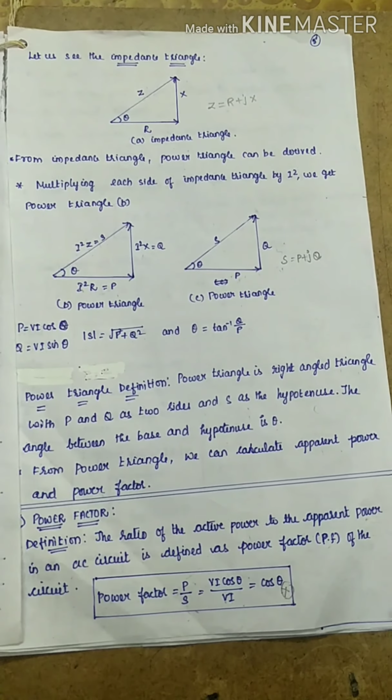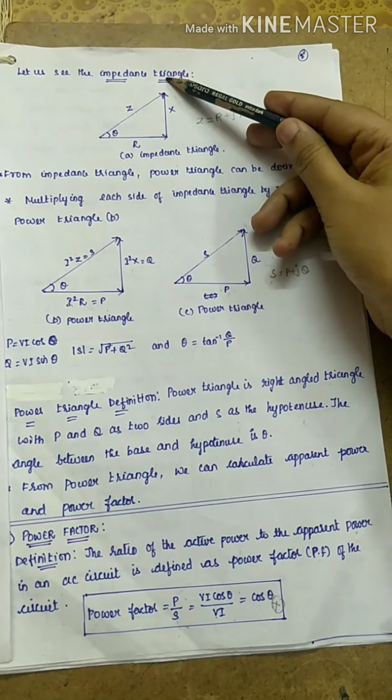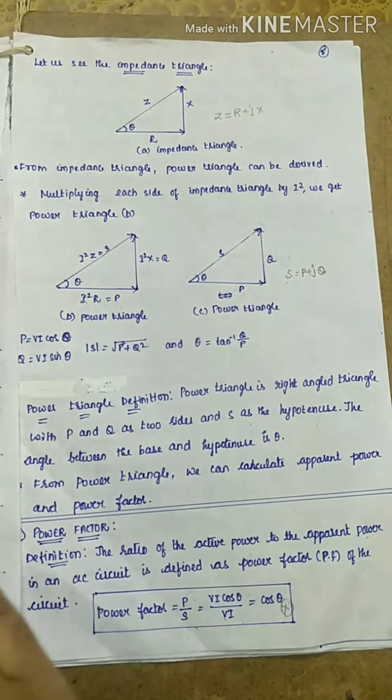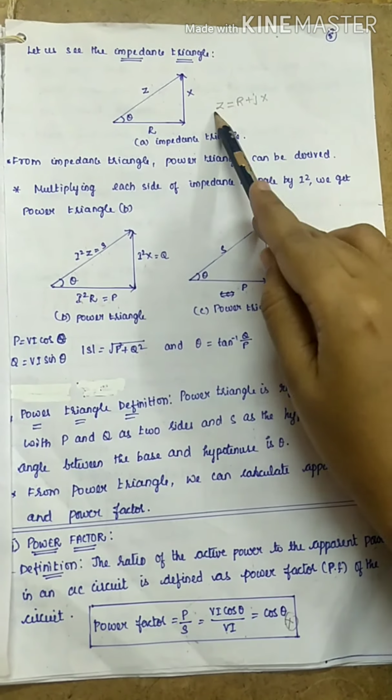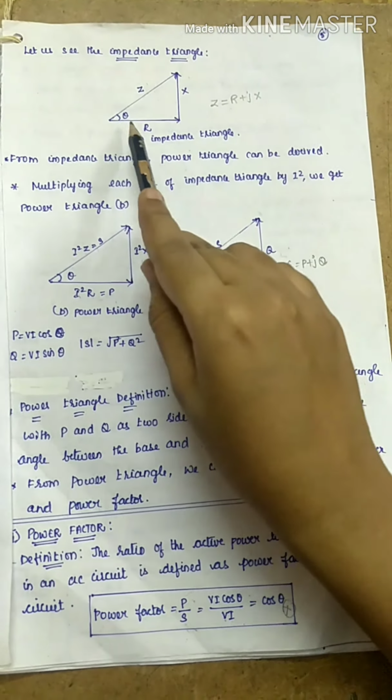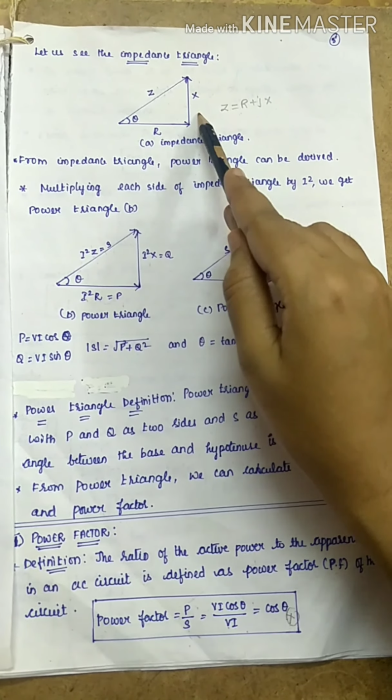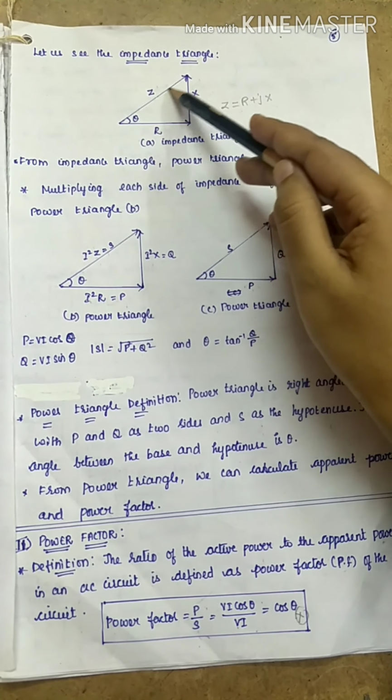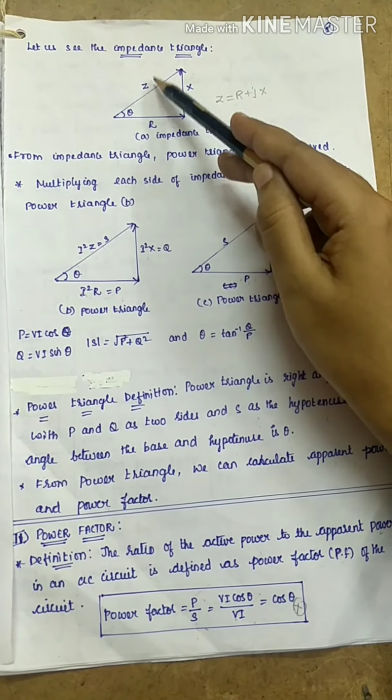From the impedance triangle, we have to come to the power triangle. As we already know, impedance is Z is equal to R plus jX. So here this is R and this is X. By combining these two, the hypotenuse is Z, which is the impedance Z.